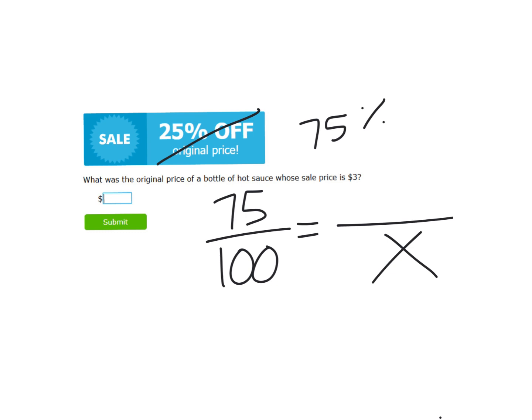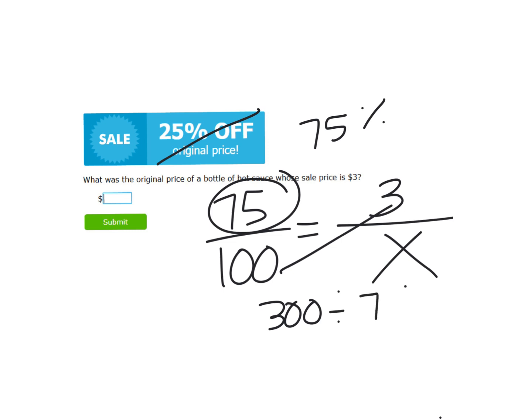And then my part is going to be the sale price, which is 3. Now I'm looking for the original price, which is more, so that's going to go on the bottom. And then that's all that you have to do. As long as you use 75 and not 25, the answer that you're going to get is going to be the original price, the price before the discount. Okay, and pause when you need to.